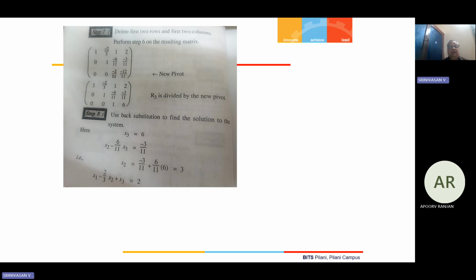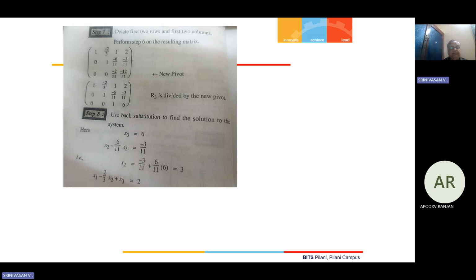So X3 equal to 6. X2 minus 6/11 X3 equal to minus 3/11, so that X2 is 3. And X1 minus 2/3 X2 plus X3 is equal to 2. Substituting the values of X2 equal to 3 and X3 equal to 6, by back substitution, X1 equal to 2.